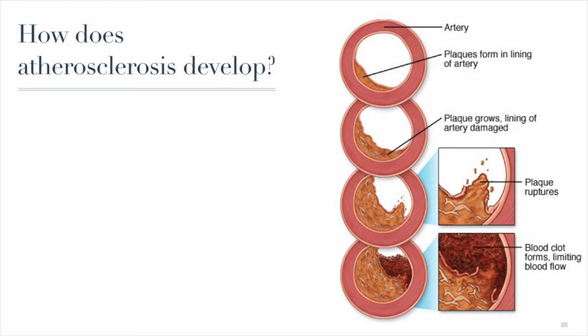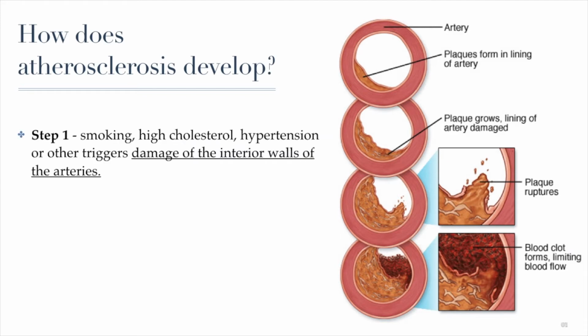So let's take it step by step and go through the process of the development of atherosclerosis. It always starts with some sort of damage to the interior walls of the arteries. This damage can be caused by smoking, by high levels of cholesterol, by hypertension or high blood pressure, or by other triggers. So it starts with damage to the artery wall.